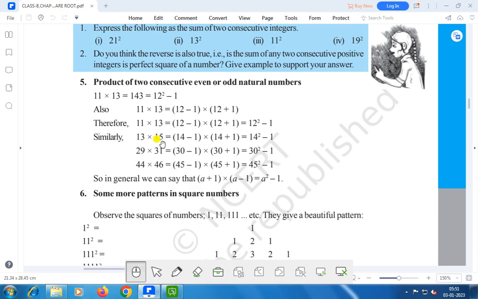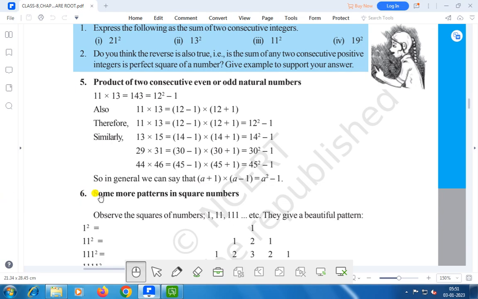13 into 15 is (14 minus 1) into (14 plus 1), that is 14 square minus 1. 29 into 31 is (30 minus 1) into (30 plus 1), that is 30 square minus 1. 44 into 46 is (45 minus 1) into (45 plus 1), or 45 square minus 1. So in general, you can say that (a plus 1) into (a minus 1) is equal to a square minus 1.